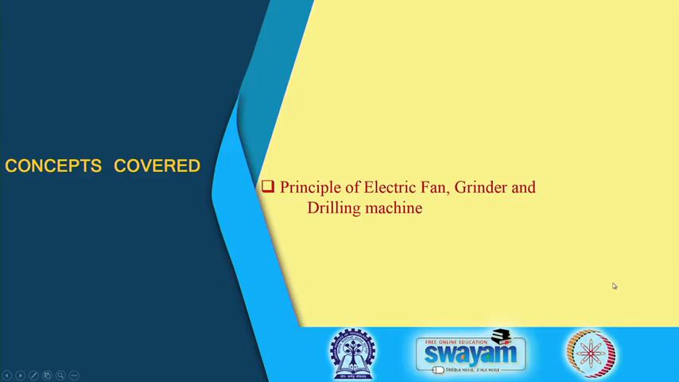In this lecture, I will discuss the principle of the electric fan, grinder, and drilling machine. These are instruments every house has. We use an electric fan in every house. We also use a grinder, which is basically a mixer. And we use a drilling machine to make holes in wood or walls, etcetera. What is the working principle of these instruments? Mainly I want to test whether we can understand the principle of these instruments with the knowledge gathered from this subject.